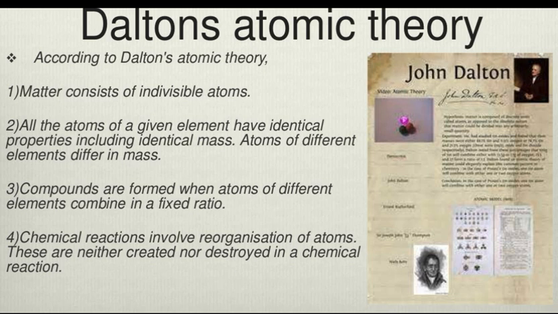First, matter consists of indivisible atoms. Second, all the atoms of a given element have identical properties, including identical mass also. Atoms of different elements differ in mass. And the third is compounds are formed when atoms of different elements combine in a fixed ratio. And then the fourth one is chemical reactions involve reorganization of atoms. These are neither created nor destroyed in chemical reactions.